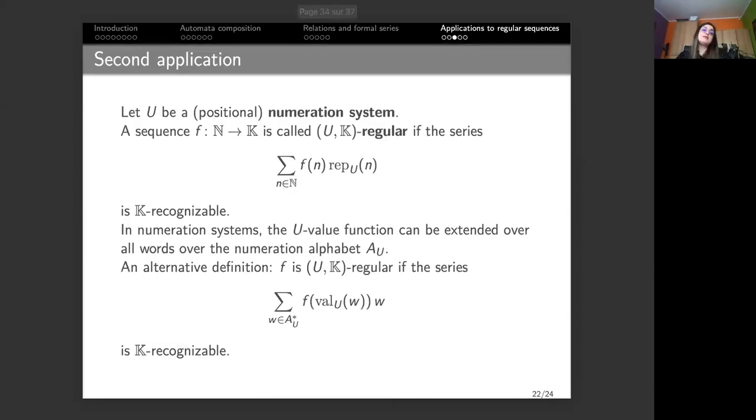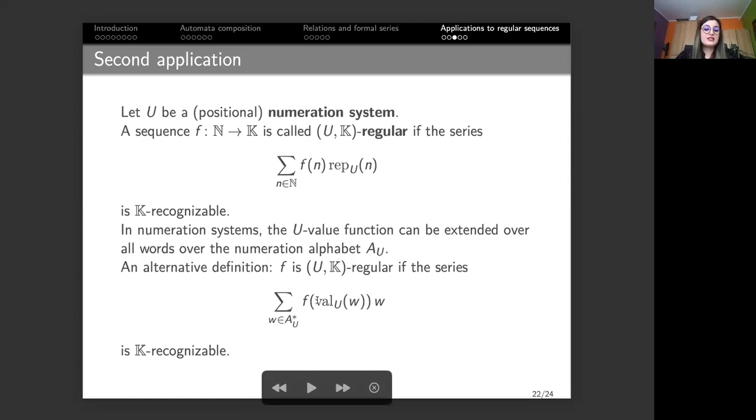Okay. The second application is still about regularity, but not over the general framework of abstract numeration systems. I will consider numeration systems that are positional, the U numeration systems we all know. A sequence is defined to be regular in the same way, except that we take the representation over the numeration system U. But since the representations in U are made of the alphabet from 0 to some integer, we can extend the U value function over all the words over this alphabet.